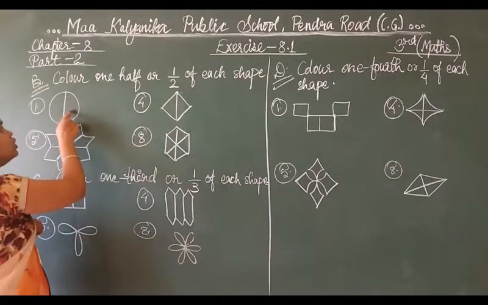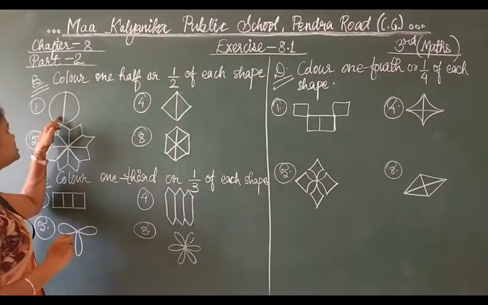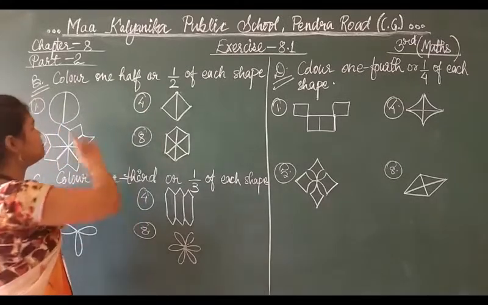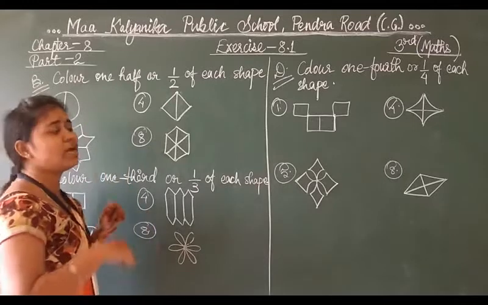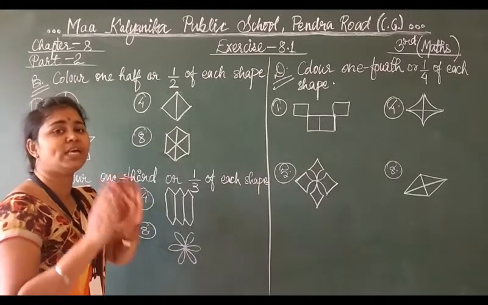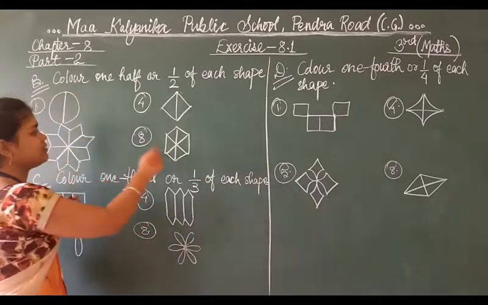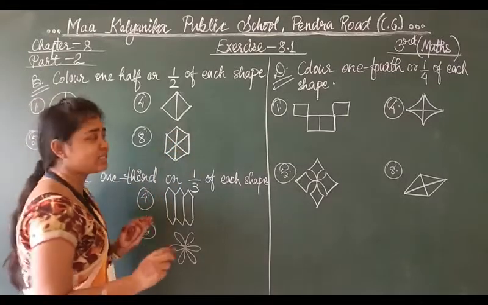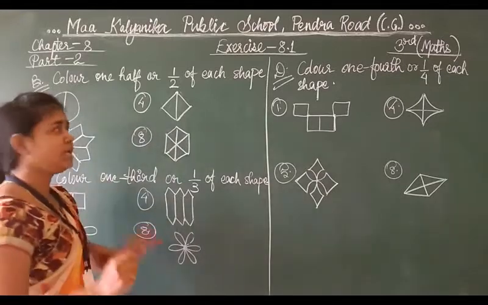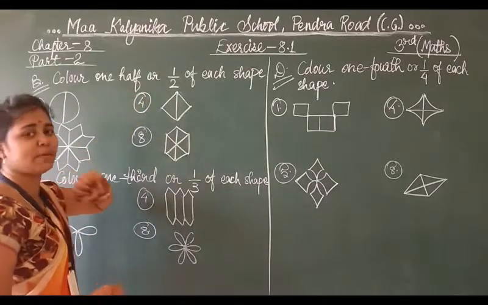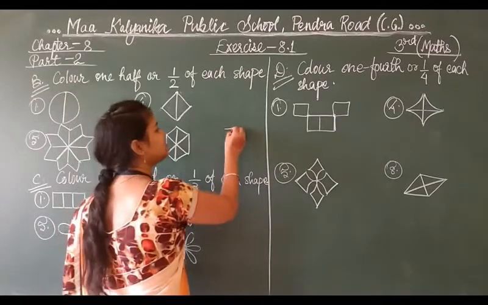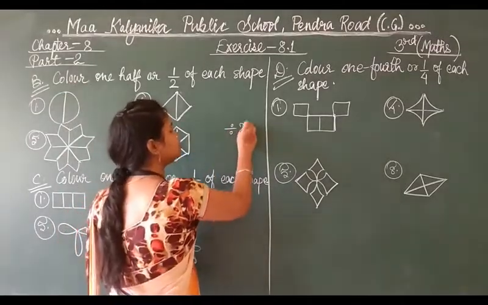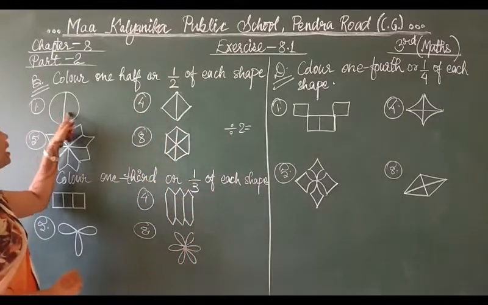So see students, in this first circle, the circle is divided into 2 equal parts. All the shapes given in question B, C, D are divided into equal parts. It means if we look at a shape, all the parts will be of equal size. So half of each shape means we will divide the number of parts of the given shape by 2. See students, 2 parts are there.